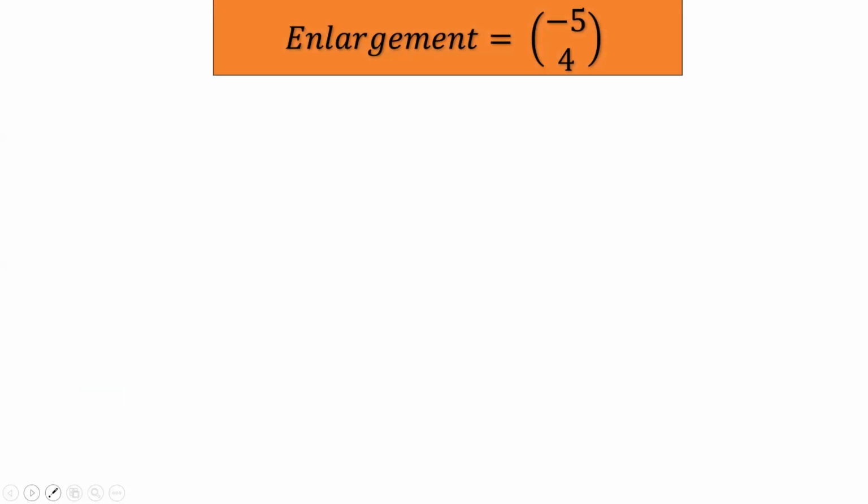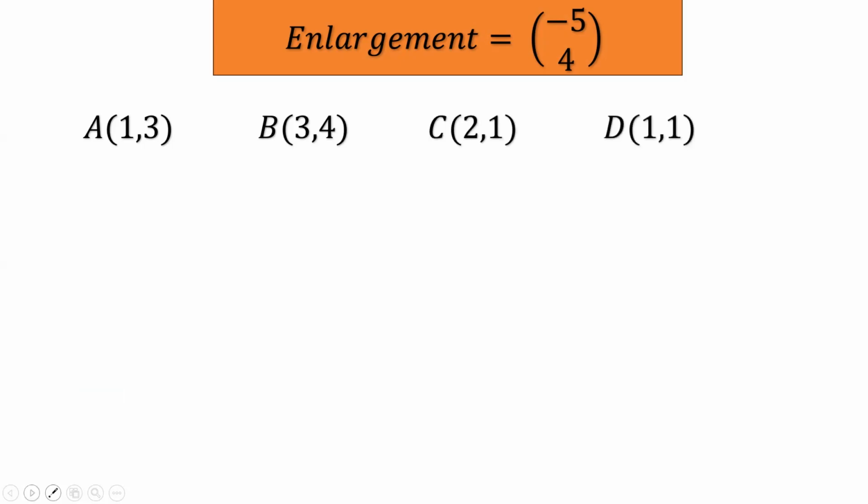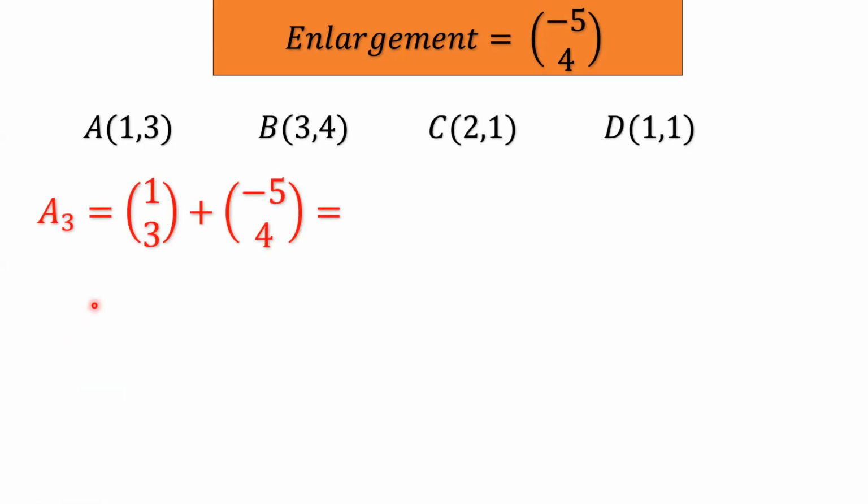We have to add that to each point. So it's going to be 1, 3, 3, 4, 2, 1, and 1, 1. So 1, 3 plus negative 5, 4. We're going to say 1 plus negative 5. 1 plus negative 5 is going to be negative 4. 3 plus 4 is going to be what?